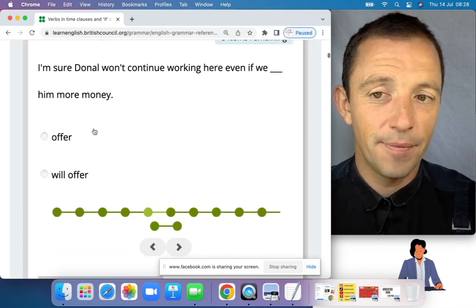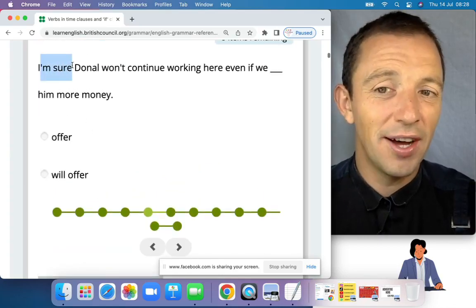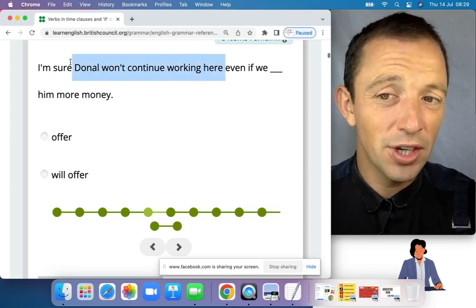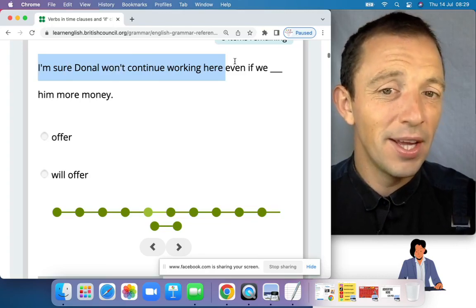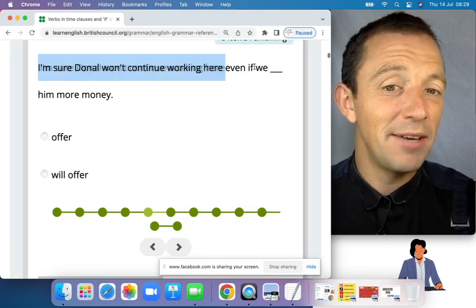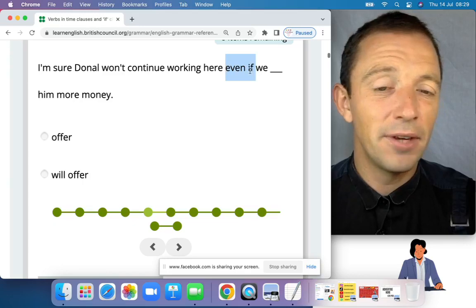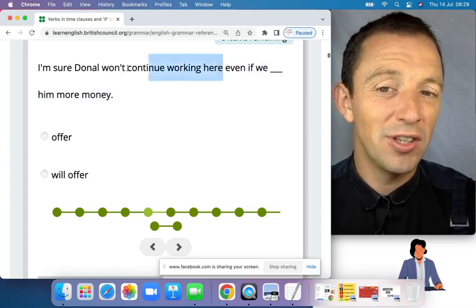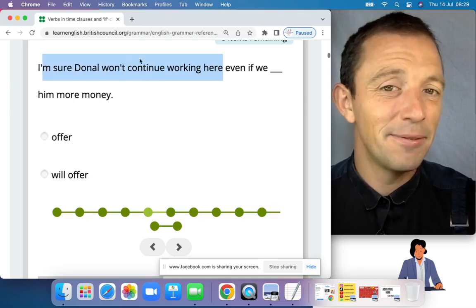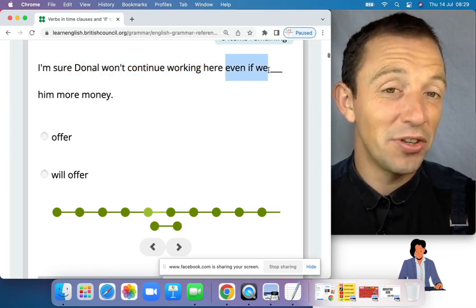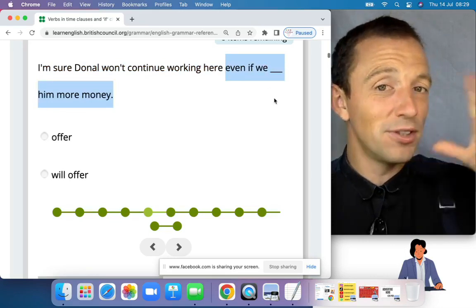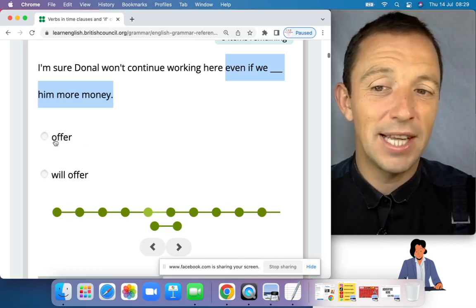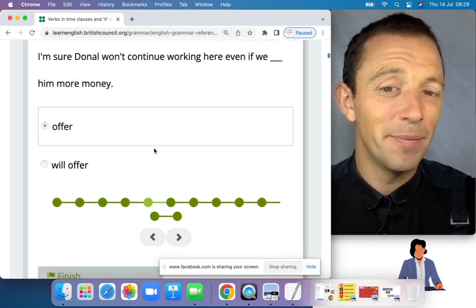So this is correct because it's using the present tense to speak about the future in the if conditional clause. Next. I am certain, I am sure Donal will not continue working here. That is the first clause, and that's the future. The conditional clause, even if, these are the key words, even if we offer him more money. So the first clause is in the future negative, and the second clause is the conditional clause, and we are speaking about the future but using the present tense, and therefore we need to use the present tense, even if we offer him more money.